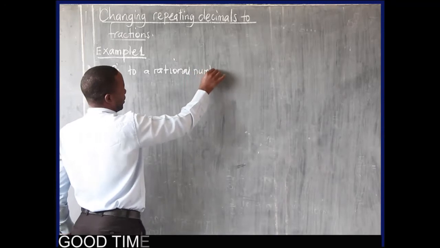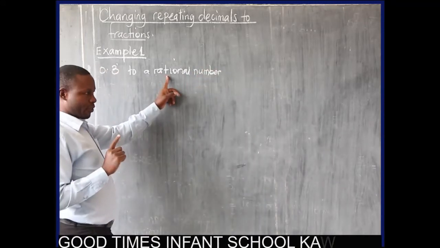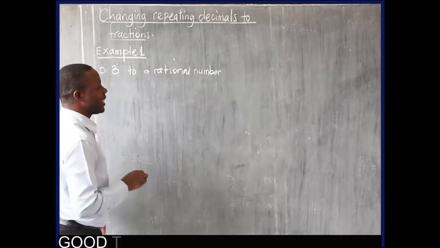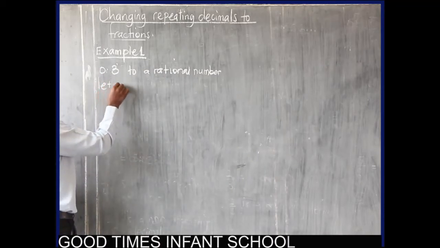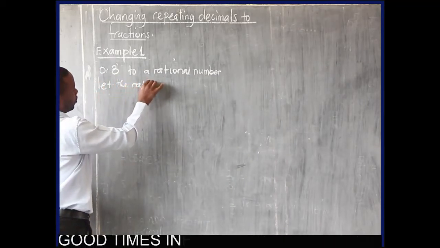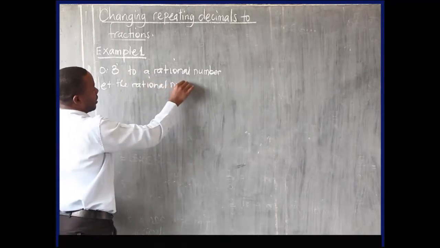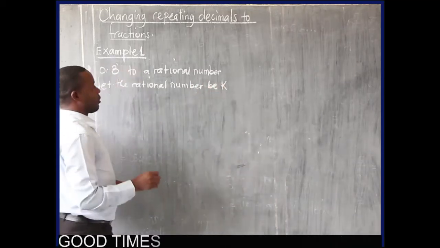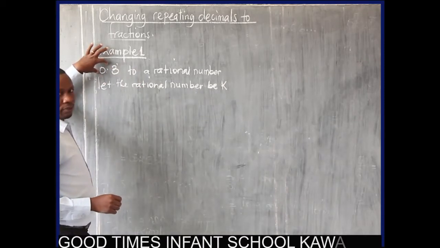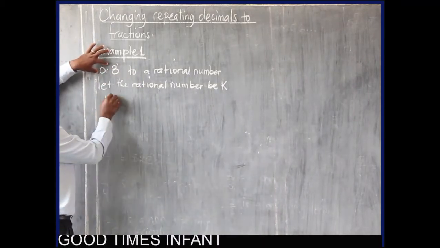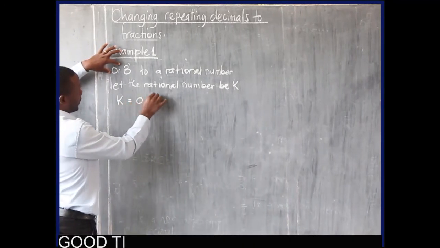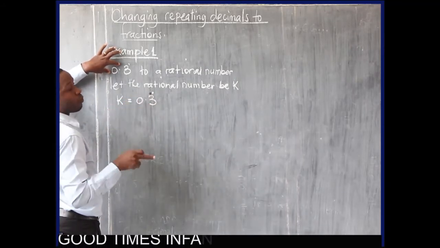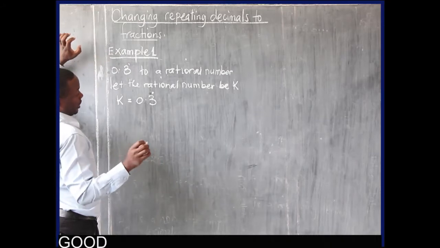Now our question is, this rational number means a fraction. So this fraction will come from this. So we let this rational number we want be any unknown. Let the rational number be k. Now, this rational number will come from our fraction. So we shall say k equals 0.3 recurring. Should you forget to put this dot on top, that one becomes an ordinary fraction, which is 0.3. And the answer will be totally different.